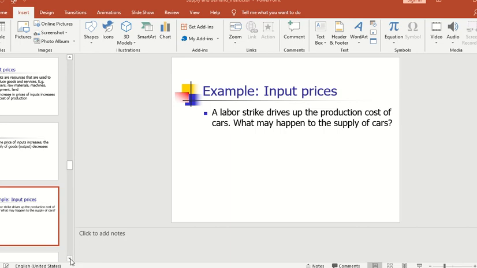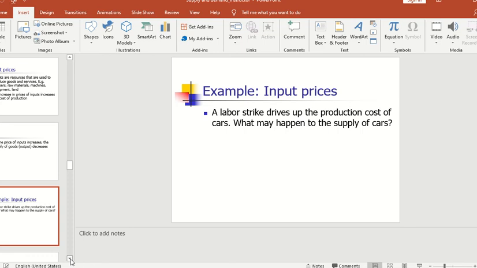So let's look at the question. A labor strike drives up the production cost of cars. What may happen to the supply of cars? Workers, every time there's a strike, well, I guess most of you know what a strike is. When there is a strike, workers don't want to work, and it turns out to be very costly because while these workers don't go to work, there are other expenses that the business has to incur.